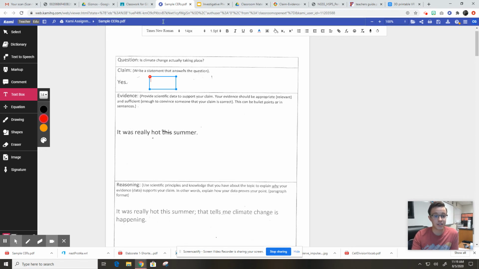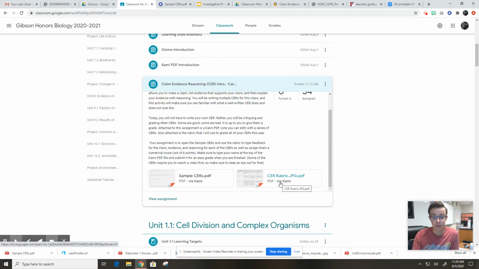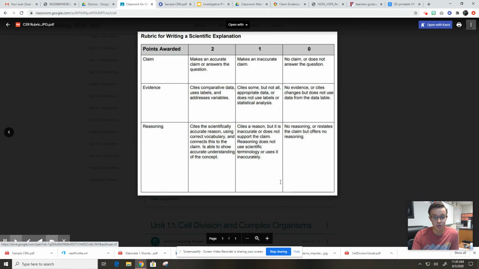And also for each CER, the way you're going to grade it is the same exact way I'm going to grade yours. So you guys will know exactly what's going on in my head when I'm looking at your CERs, because you've already graded CERs using the same rubric. So if you go back to the assignment, this would be helpful to have pulled up. This is the CER rubric.